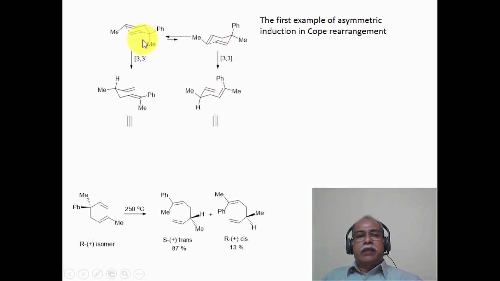While writing these chair forms, you should maintain the R configuration strictly. You should not change the configuration. You can also see that the trans stereochemistry of this double bond is maintained here. This is trans. This is also trans. So once you maintain the R stereochemistry with the trans double bond here, you cannot go wrong in determining the stereochemistry of the final product. These are the two products, which correspond to the trans isomer with the S configuration here, and the cis isomer with the R configuration here. These two are the same as these two structures that are shown here.